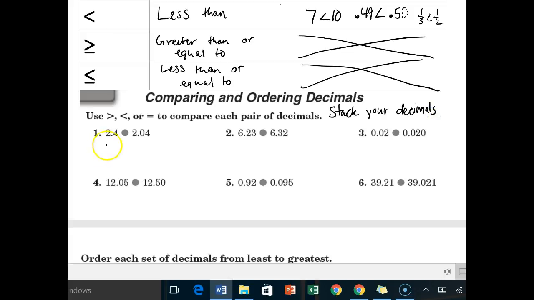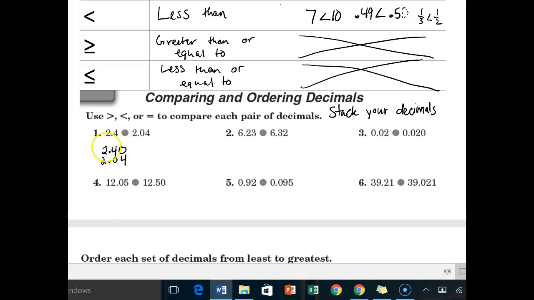So for instance, I'm not going to go ahead and put the sign yet. I'm just going to stack them. I'm going to say 2.4, and I'm going to line them up by decimal, 2.04. Now you might say, oh, this one right here must be bigger because it's a longer number. Remember, anytime you have an empty space, fill it in with a 0. So really this is saying 2.40 and 2.04.